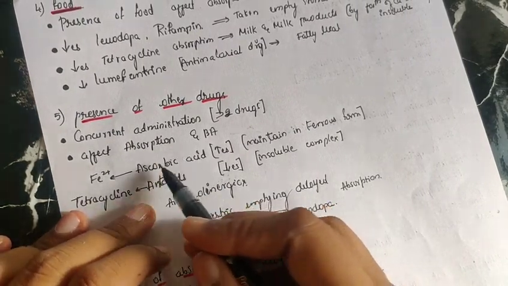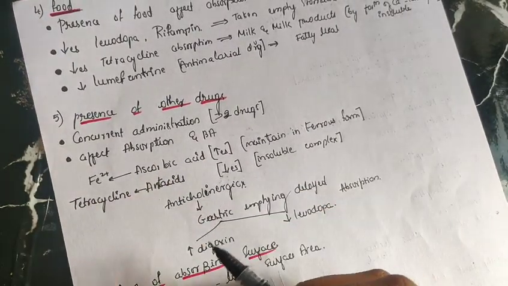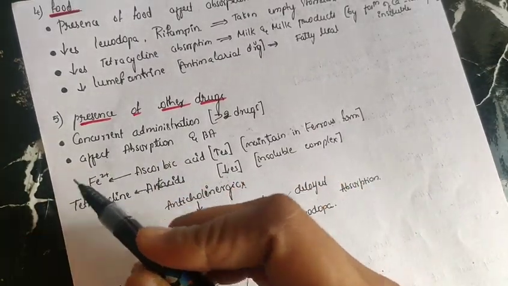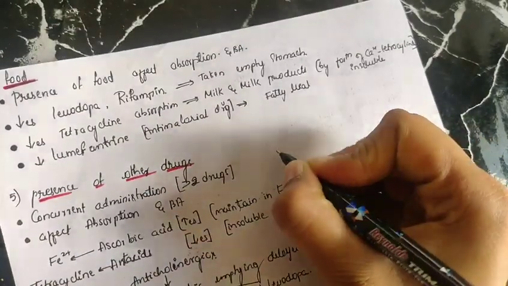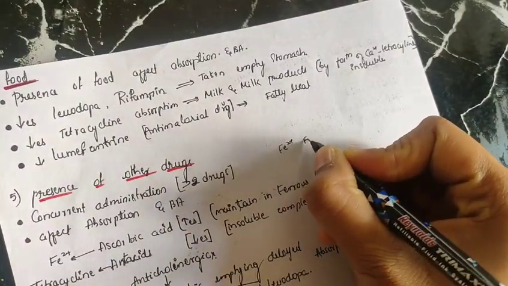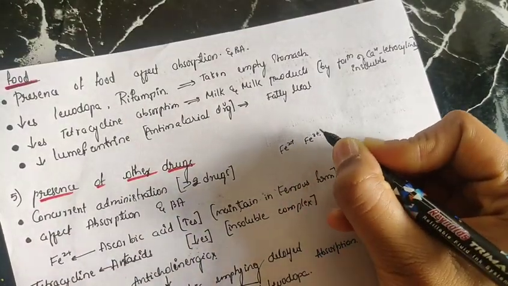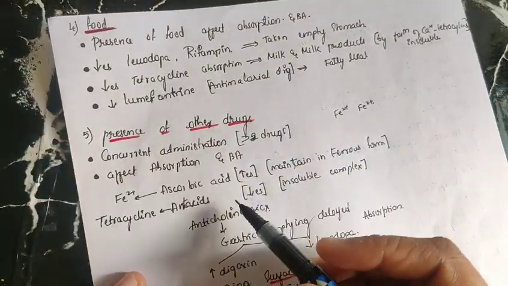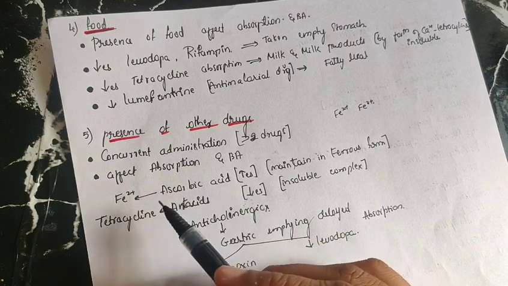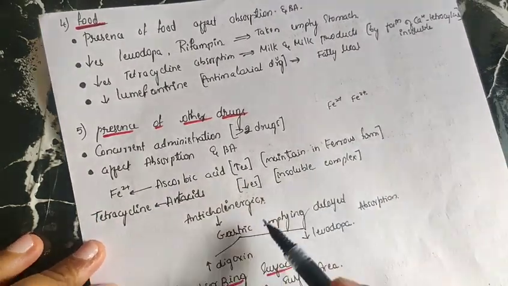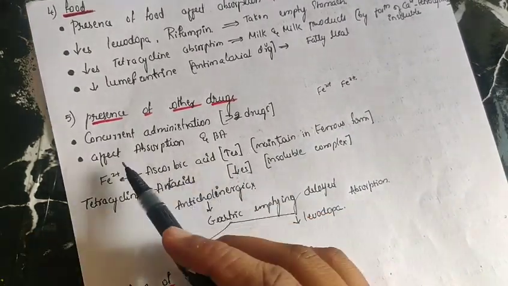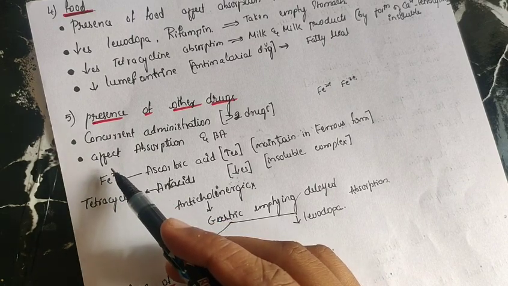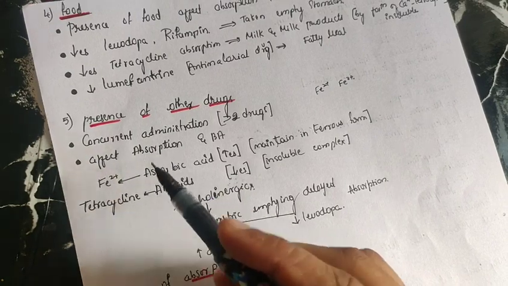Ascorbic acid, which is vitamin C, increases iron absorption, because iron is absorbed only in the ferrous state. Fe2 plus is the ferrous state and Fe3 plus is the ferric state. The higher state is always ic and the lower will be ous. Ferrous is absorbed more. Vitamin C increases the absorption of iron by maintaining it in the ferrous state. Ferrous state means the absorbable form of iron, so it increases the absorption.